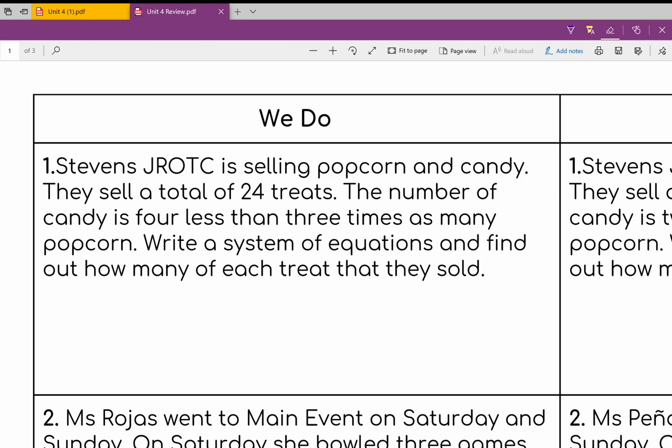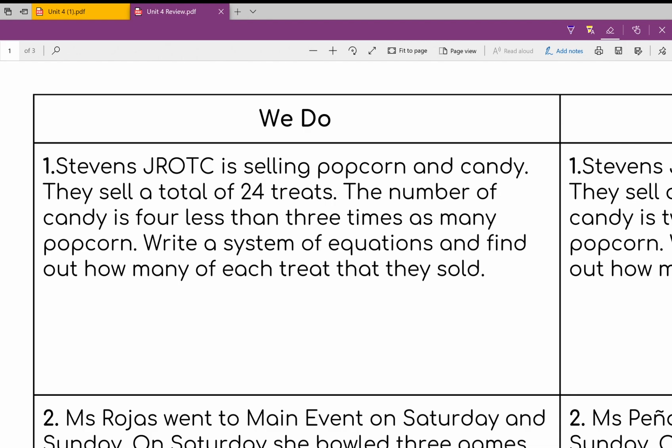Okay, this is Unit 4 I do review. So number 1 says Stevens JROTC is selling popcorn and candy. They sell a total of 24 treats. The number of candy is 4 less than 3 times as many popcorn. Write a system of equations and find out how many of each treat that they sold.